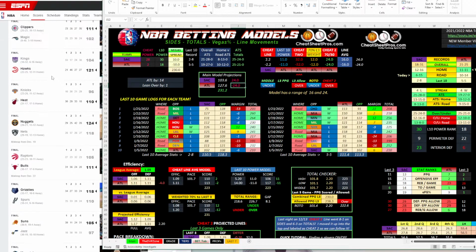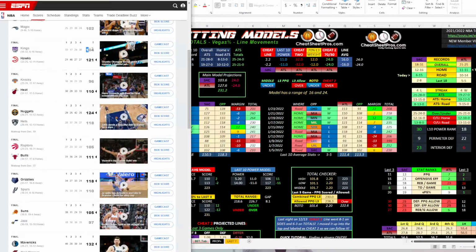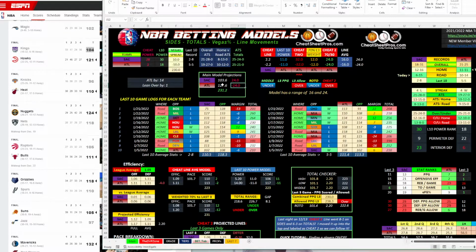Now, in this game yesterday, it was 121 to 104, which we can see over here. 121-104, and we projected 127-103. So we were pretty darn close on that game. So they end up winning by 17 points. So they covered the spread, so that was a good one for us.